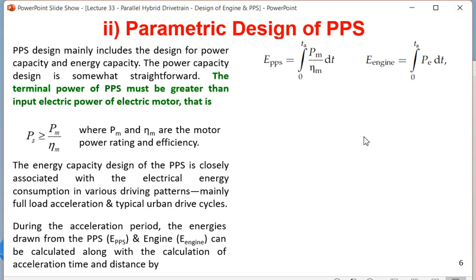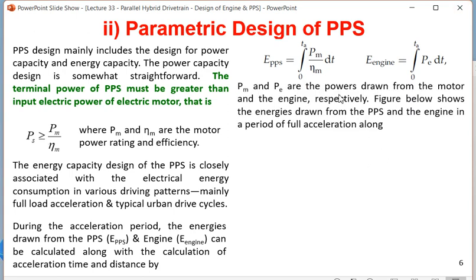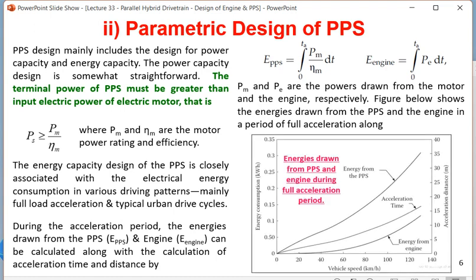Now PM and PE are powers drawn from the motor and from the engine. So E-PPS is the energy drawn from the motor, E-engine is the energy drawn from the engine. The figure below shows the energies drawn from the PPS and the engine in a period of full acceleration. So here on the x-axis you are finding the vehicle speed, which is in kilometer per hour, and the y-axis is energy consumption. And there are two sources. One source is the energy from the engine.